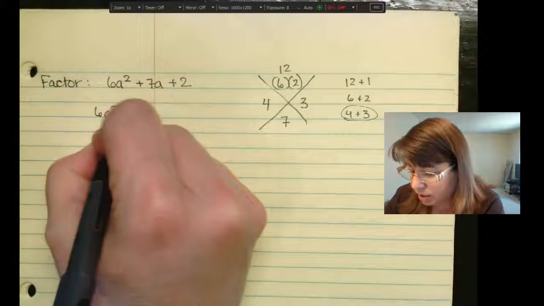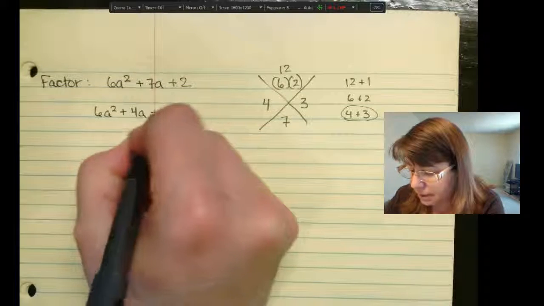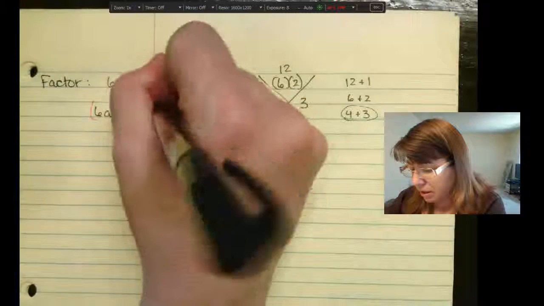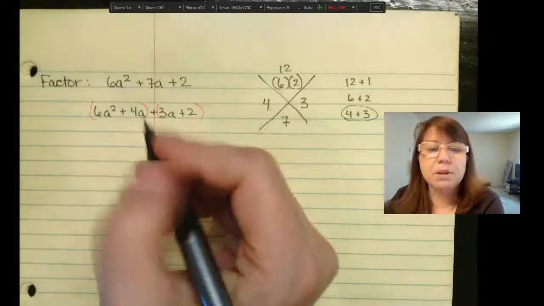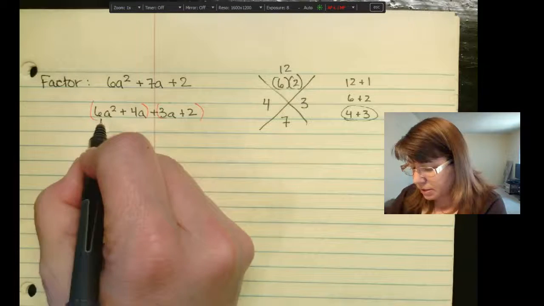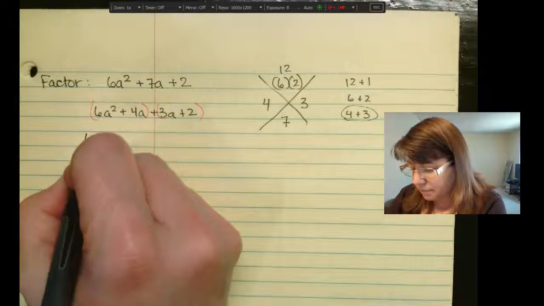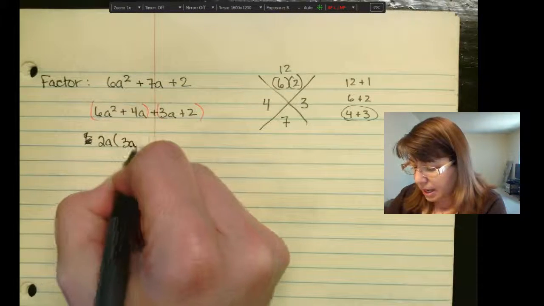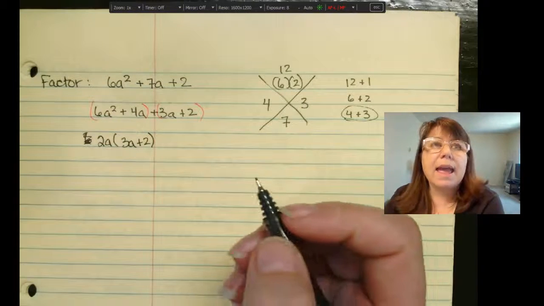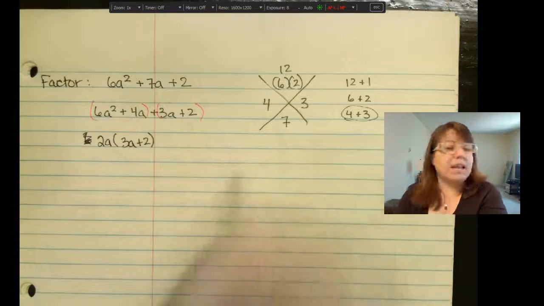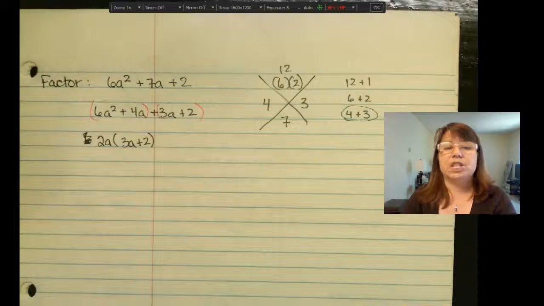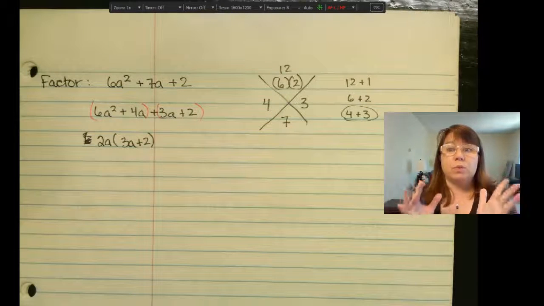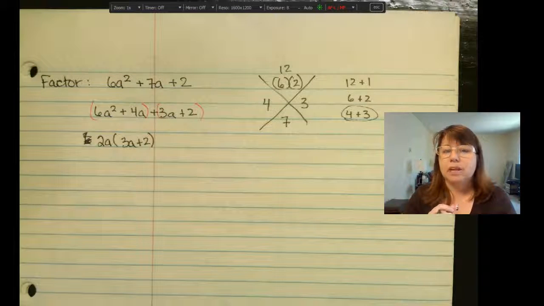So 6a squared plus 4a plus 3a plus 2. And then I can continue on with my method of grouping, pulling out the GCF of each of these terms. So from the first pair, if I pull out a 2a, that leaves behind a 3a plus 2. And then in the second term, 3a plus 2, is there any GCF? And before you say no, every grouping has a 1 in common. I can always pull out a 1.